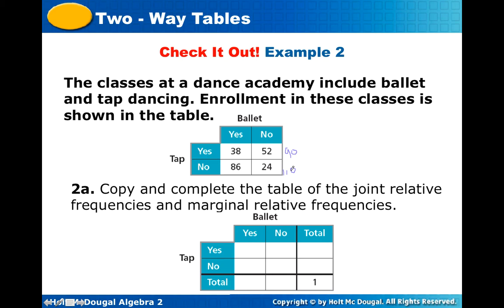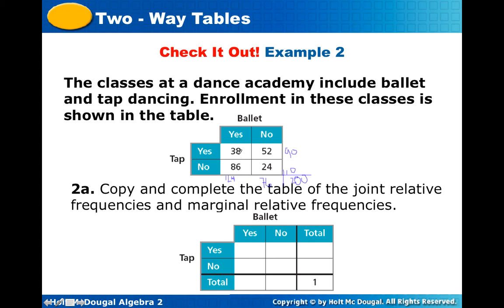38 plus 86 is 124. And we're starting to get a little funky again. Come on, 4, cooperate. All right, and then 52 plus 24 is 76. Now we're going to make sure we got it right and didn't mess up like the last one. 90 plus 110 is 200. Yep, so we're good there. And then 124 plus 76 is also 200.